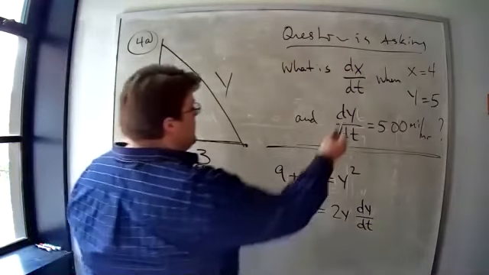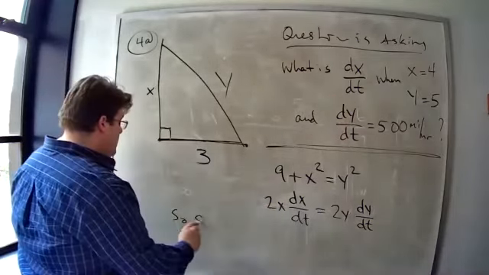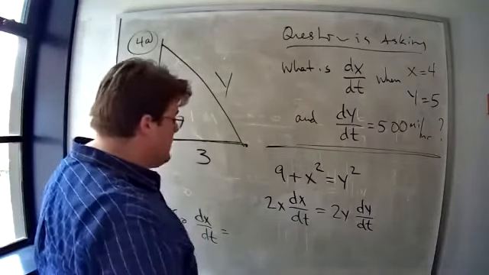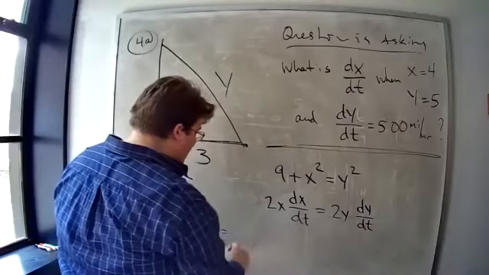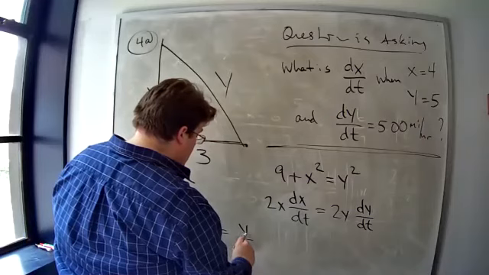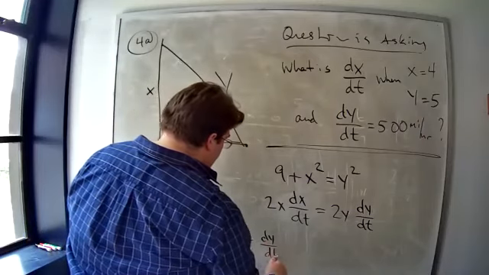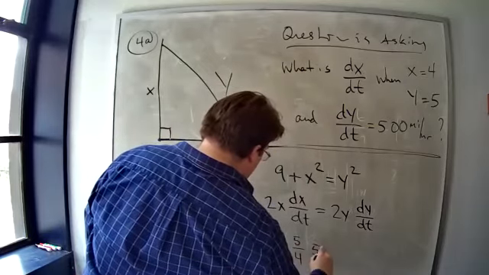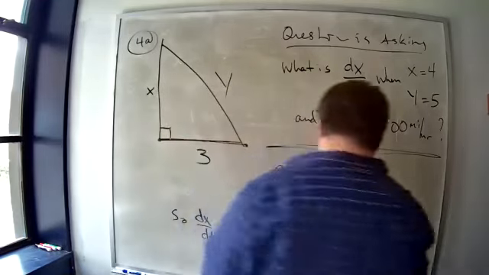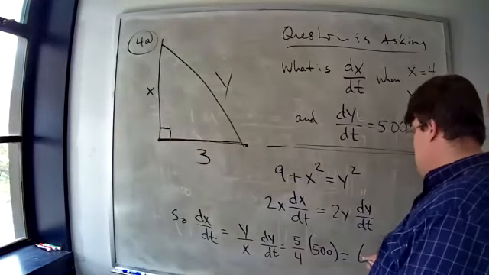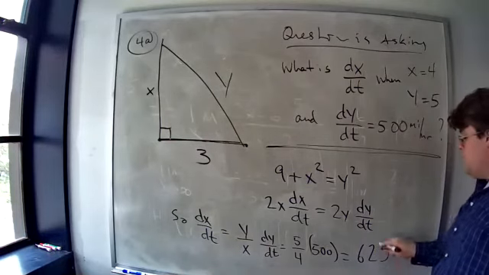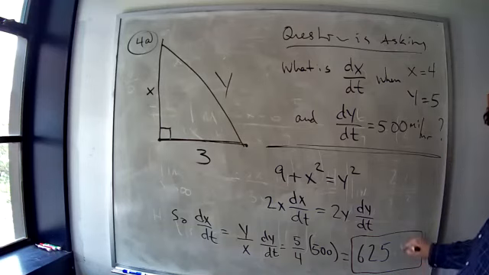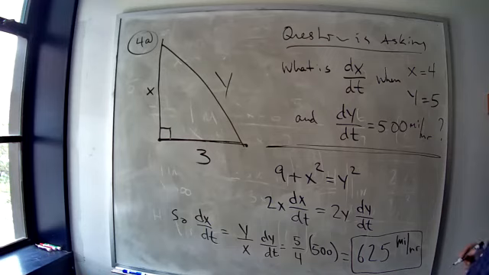And now, well, we need dx/dt. There's dx/dt. You could substitute then solve; I'm going to solve then substitute. Divide by 2x, the 2's cancel: dx/dt equals y over x times dy/dt. Y is 5, x is 4, dy/dt is 500. 500 divided by 4 is 125, and then 125 times 5 is 625. And this is in miles and hours, I think.